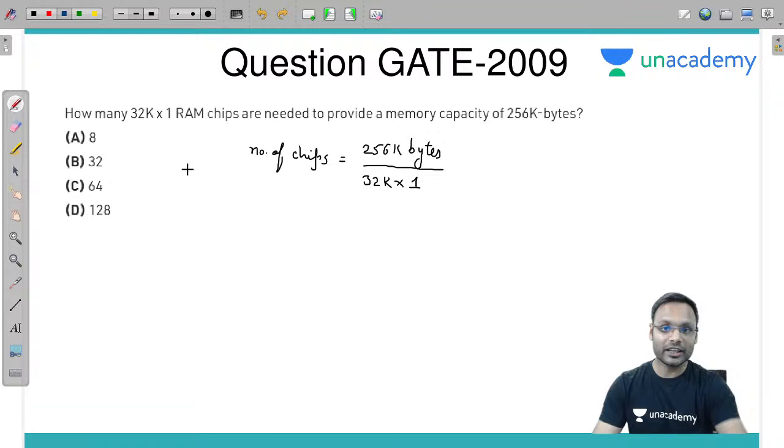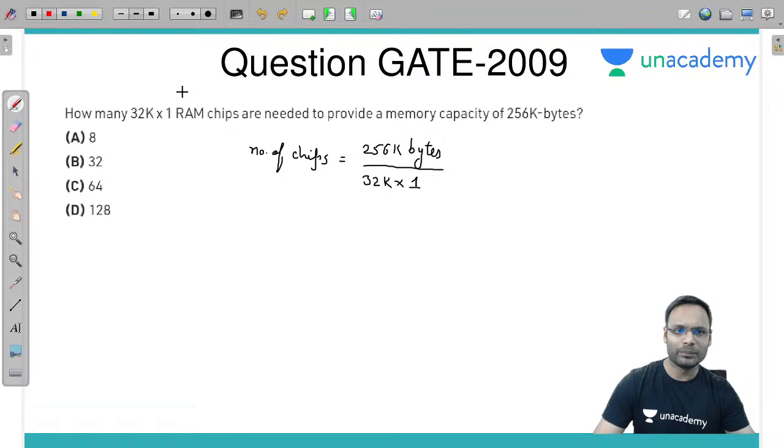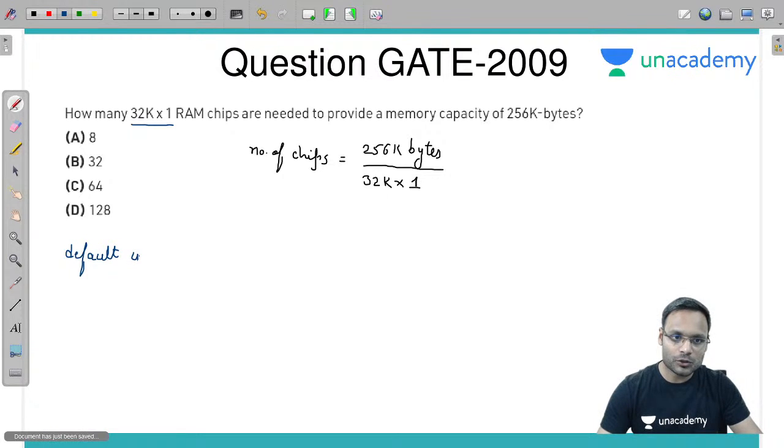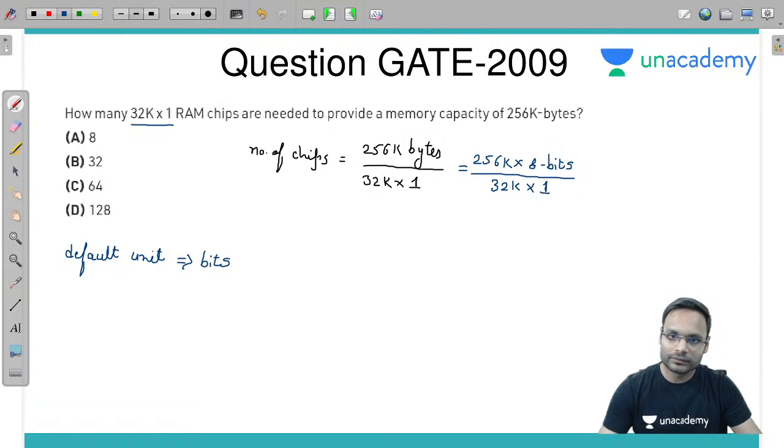So in this particular case, you need to know a simple piece of information, and that is very easy: if nothing is mentioned, the default unit for storage is bits. Remember this. If you remember it, you will understand that cross 1 is bits. Convert these bytes into bits. It becomes 256K cross 8 bits divided by 32K cross 1. Why have I written 8 bits? Because 1 byte is equal to 8 bits, you know. K to K cancels, 256 is 2 power 8 divided by 2 power 5, which is 2 power 3. Answer is 8 into 8, 64. This calculation is very easy.